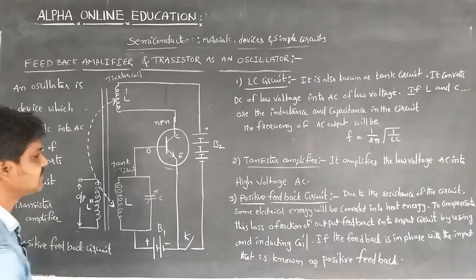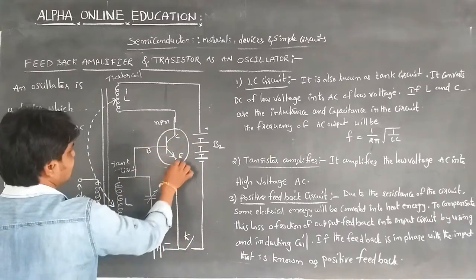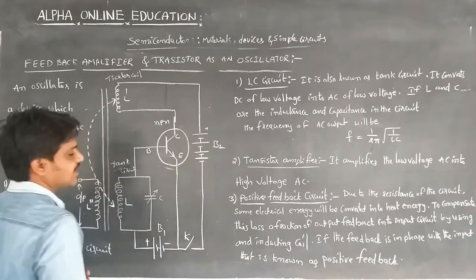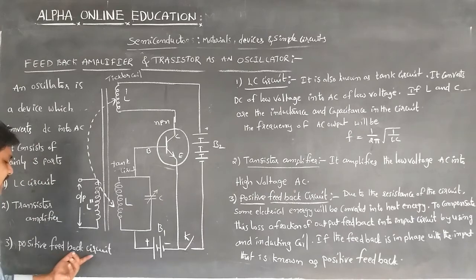The second one is a transistor amplifier. In this transistor amplifier, the emitter-base junction is forward biased and the collector region is reverse biased. The third one is a positive feedback circuit.